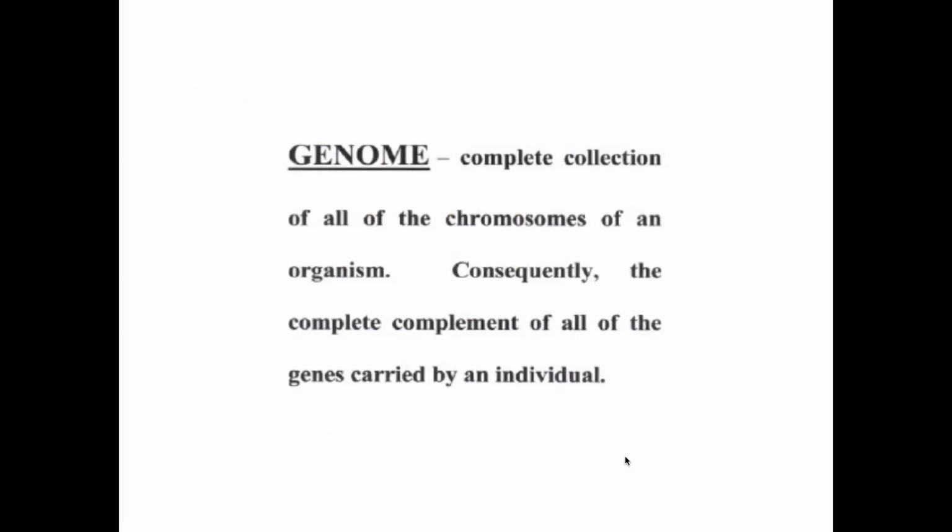So you can describe the genome either as a haploid genome, again having one copy of every unique chromosome within that cell, or you can describe it as a diploid genome. You see it used both ways, but in both cases, you're describing the complete collection of all of the chromosomes and consequently the complete complement of all of the genes that are found within the genome of that particular organism.